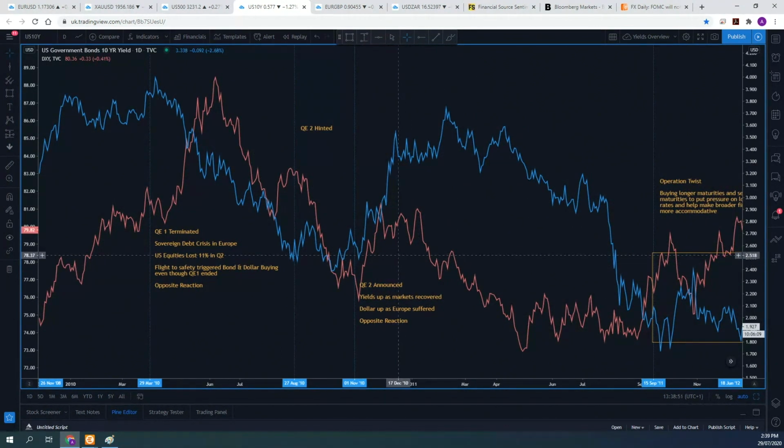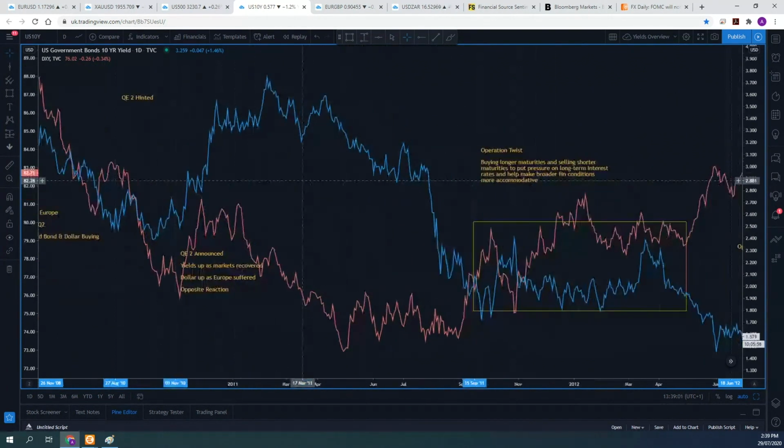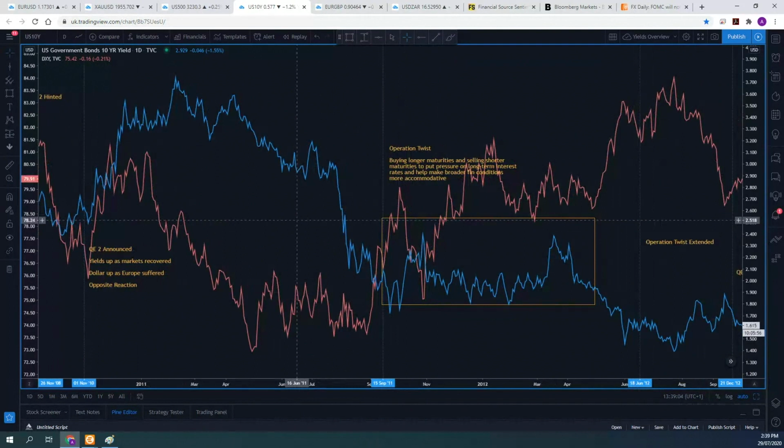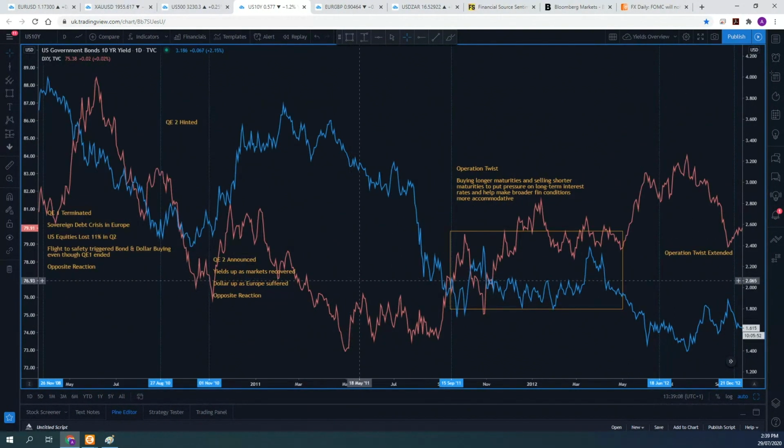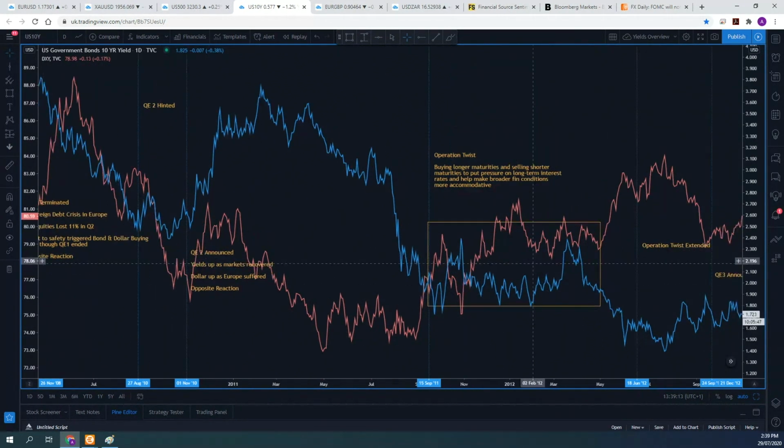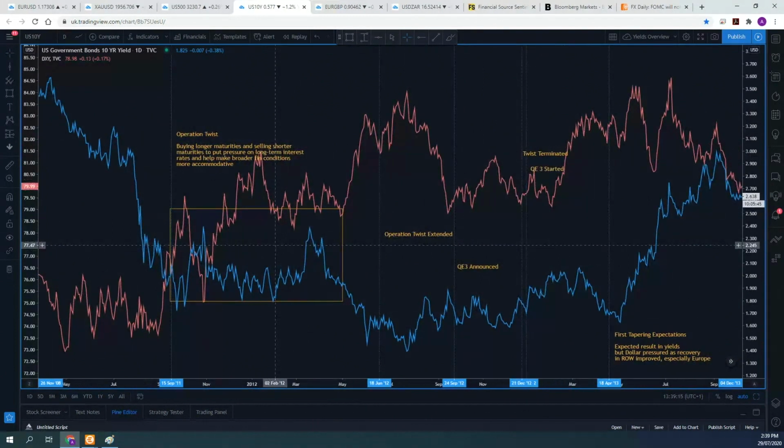But the markets at that stage had already recovered as well, and the dollar was moving up because Europe was basically suffering on the back of the sovereign debt crisis. So opposite reaction there from what you would expect. Then we had the Operation Twist, where they bought longer maturities and sold shorter ones to try and stop the back end of the curve moving higher. A lot of sideways price action there for the most part, nothing too major to watch.